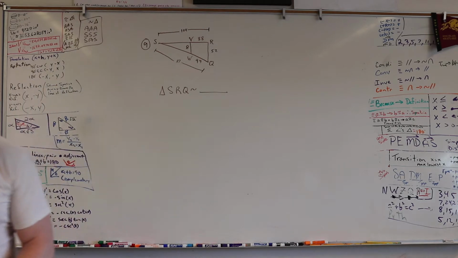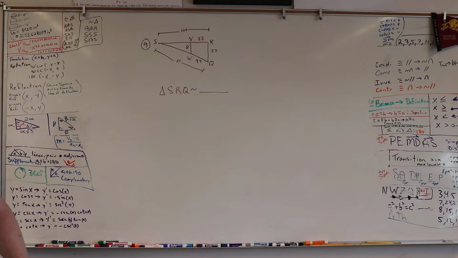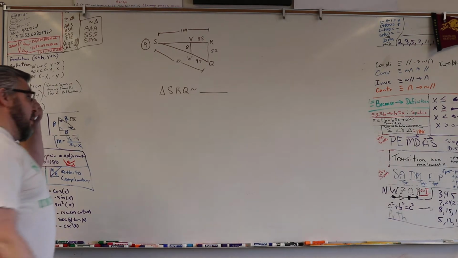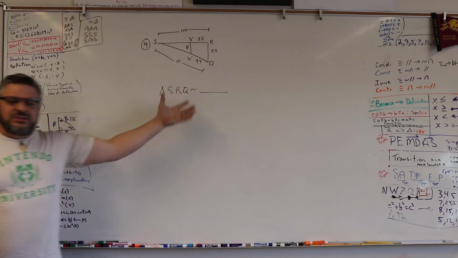Number 9. So number 9 on the packet. Here's one if you want. No, I already got one. Okay, all right. Number 9 on the packet is this triangle. It's actually 2 triangles.